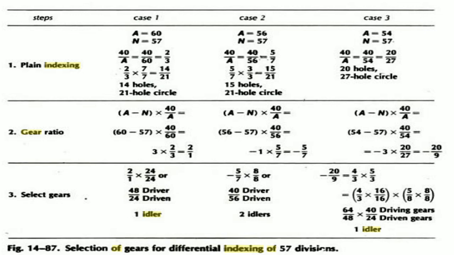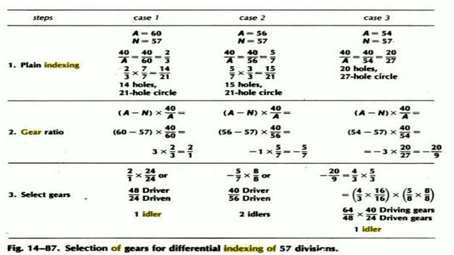For case 3, step 2 is gear ratio. We can write a minus n multiply 40 divided by a. That means 54 minus 57, because a is equal to 54 and n is equal to 57, multiply 40 divided by 54. That means minus 3 multiply 20 by 27. That means minus 20 by 9.